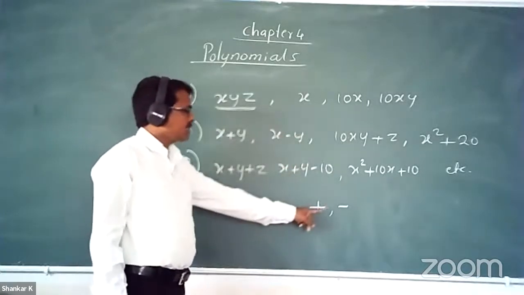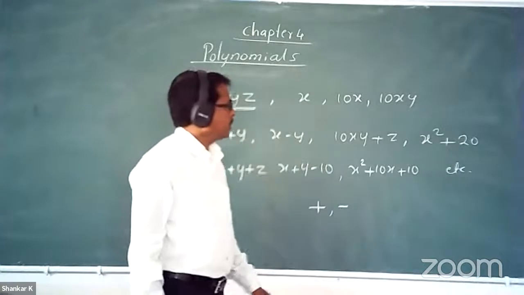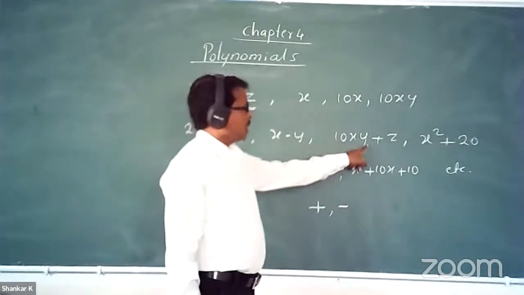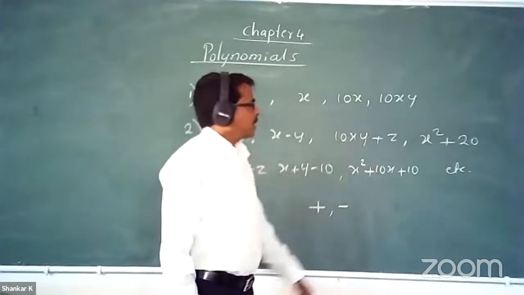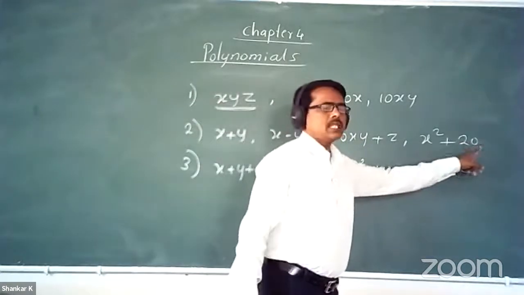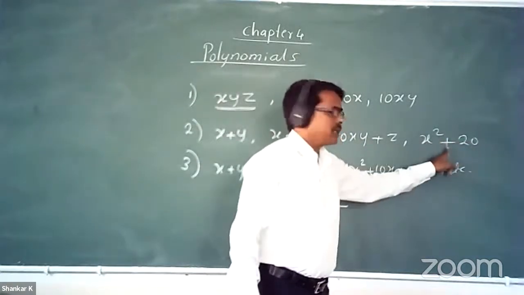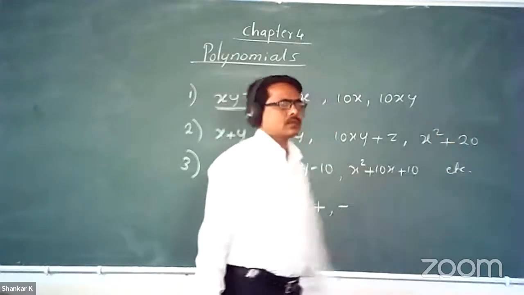So terms are separated by plus or minus. Here also 10xy is one term, and that is another term, so it is having two terms. Here x square is one term, 20 is another. These terms are separated by a plus sign, so it has two terms.